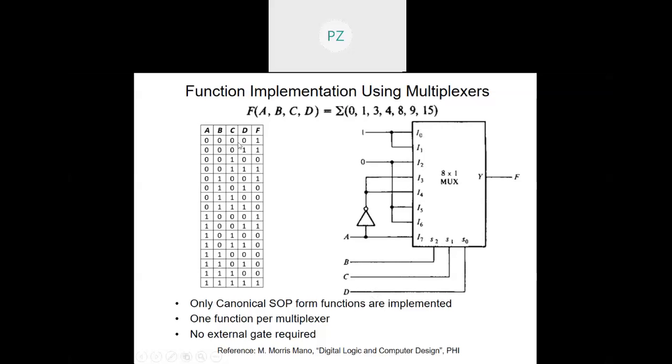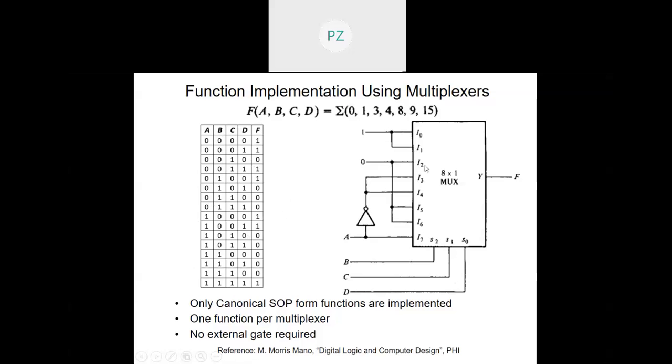I have BCD as 0 0 0 here, and I have BCD as 0 0 0 here. Function is 1. You see, at both these places function is 1 regardless of A. So I supply a permanent 1 here at I0. 0 0 1 means I1 will be directed at the output. So let us locate 0 0 1 here and 0 0 1 here. So I am getting again a 1 regardless of what A is. So I give a permanent 1 here.